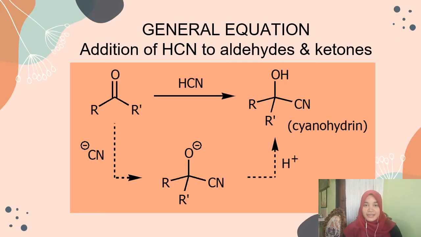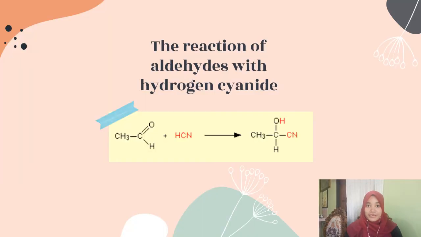As you can see, this is the general equation for the nucleophilic addition of hydrogen cyanide to aldehydes and ketones. So the product will be cyanohydrins, also known as hydroxynitriles. So this is the reaction of aldehydes with hydrogen cyanide. Hydrogen cyanide adds across the carbon-oxygen double bond in aldehydes to produce compounds known as hydroxynitriles.